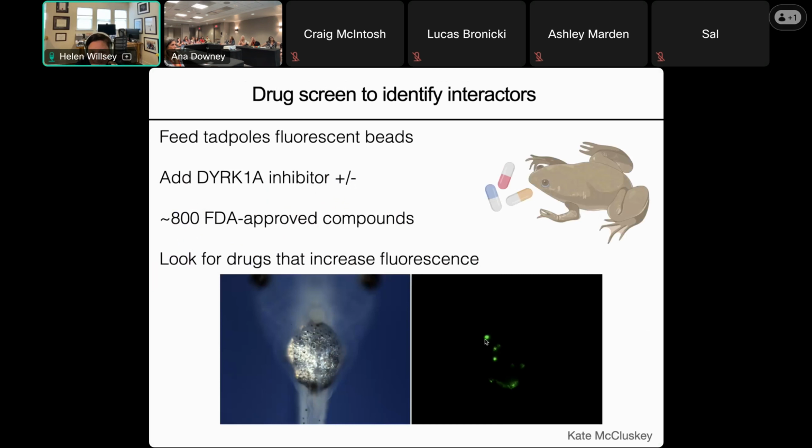tadpoles fluorescent beads. And so here you can see these little beads that are inside the belly. So the gut is all right here. It's covered in this kind of aluminum foil type structure. But if you just look at the fluorescence of the beads, you can see it through the gut. And so now what we're doing is inhibiting DYRK1A in this system and then adding 800 different FDA-approved compounds and looking for drugs that can actually increase the movement of these beads through the gut. And we think that those might be interesting compounds to think about for these gut motility problems.